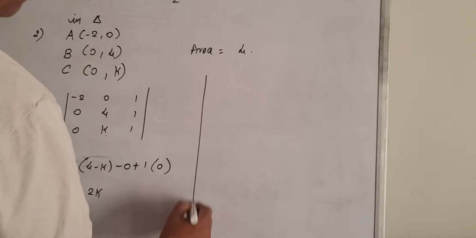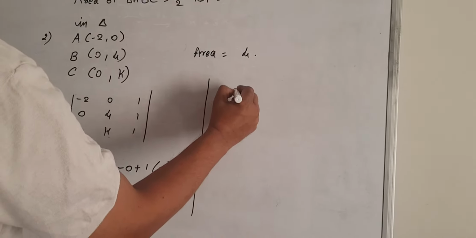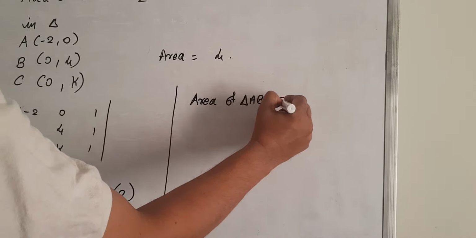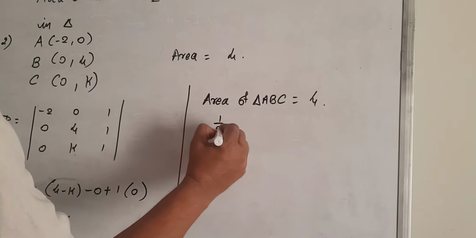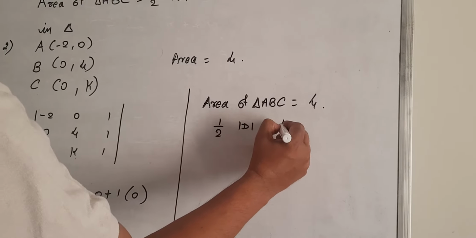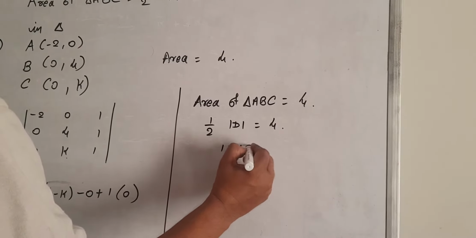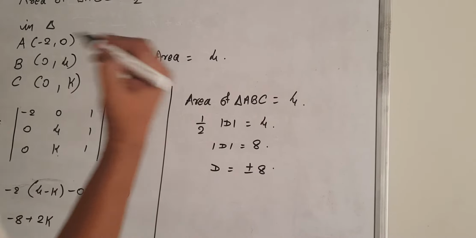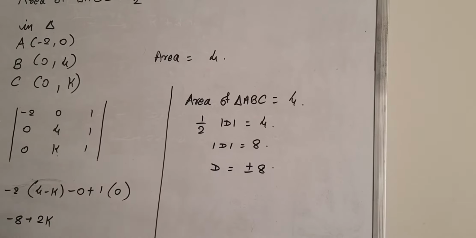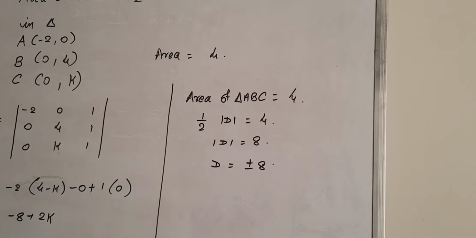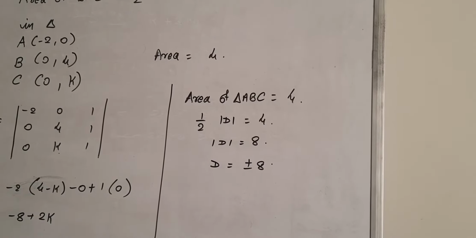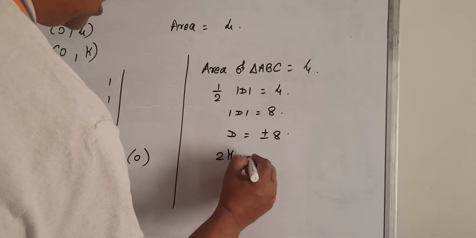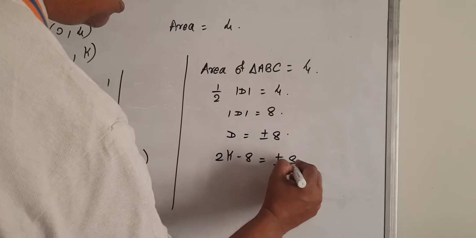Now we have the area of triangle ABC as 4. But the formula is half modulus of D is 4. So modulus of D is 8. So D is plus or minus 8. When you remove the modulus sign, you have to take plus or minus. But D is 2K minus 8. So you can say 2K minus 8 is plus or minus 8.